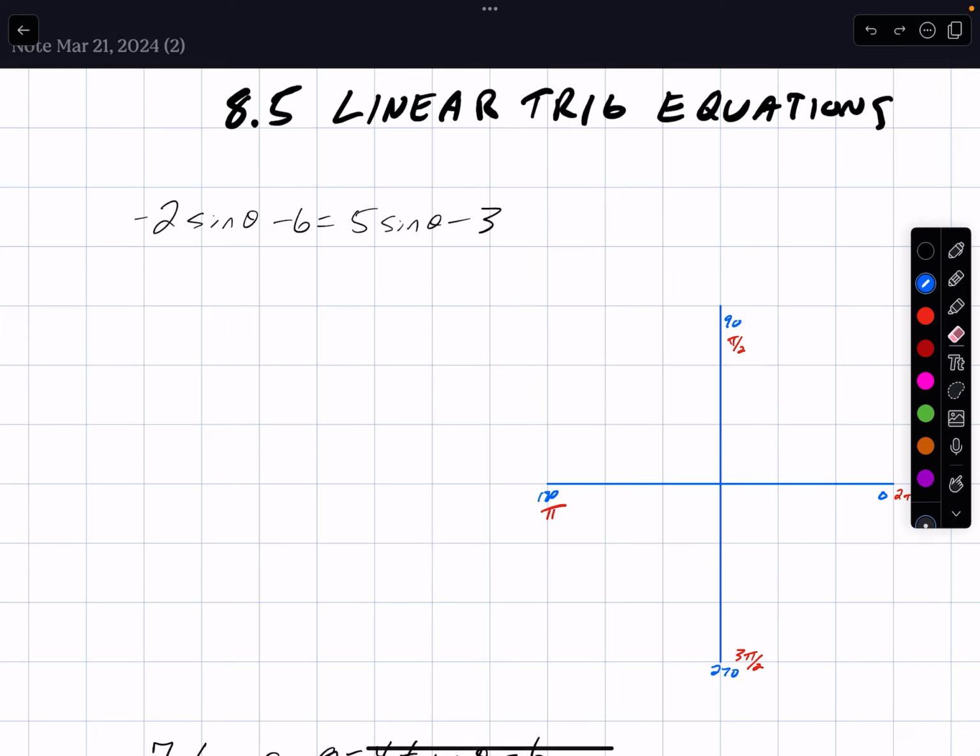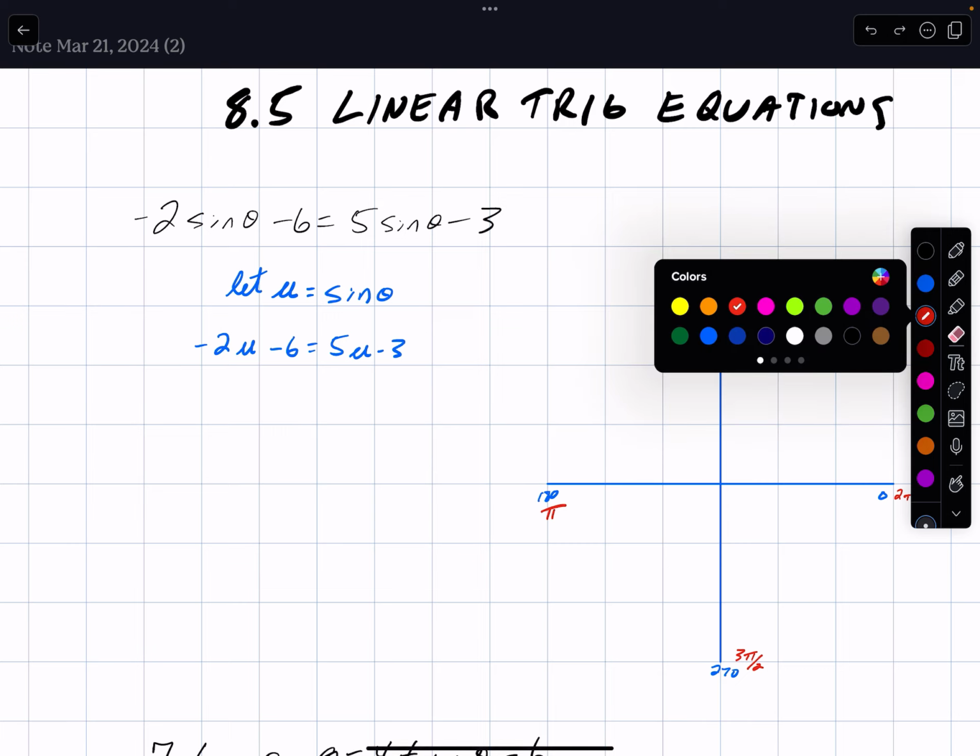Okay, we're going to be looking at solving linear trig equations. What we're going to do here is use a calculus technique called U substitution. Let u equal sine theta. I'm just going to change the equation and say negative 2u minus 6 equals 5u minus 3, so it makes things a little bit easier.